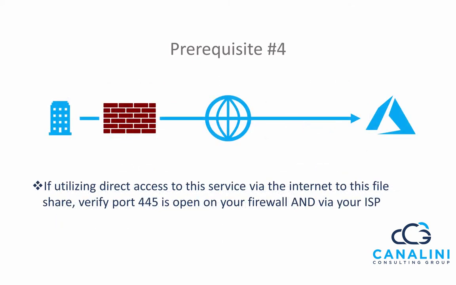Because SMB uses port 445 to connect to the Azure File Services, you'll want to make sure that your firewalls are properly configured. Additionally, if you're looking to connect over the internet to your Azure File Share, you'll want to make sure that your ISP isn't blocking this port specifically, which is often the case. It's worth mentioning that SMB 3.0 is considered internet safe and is properly encrypted.